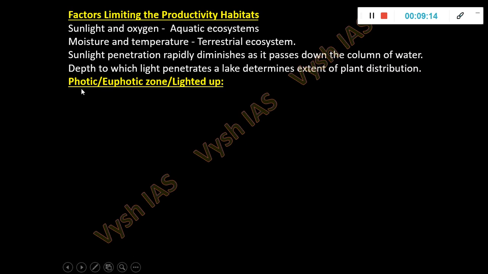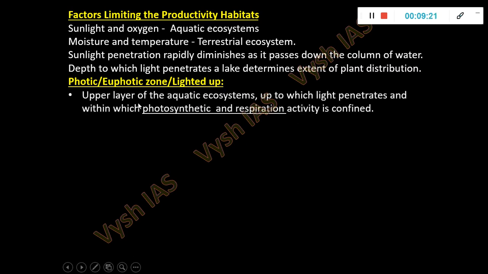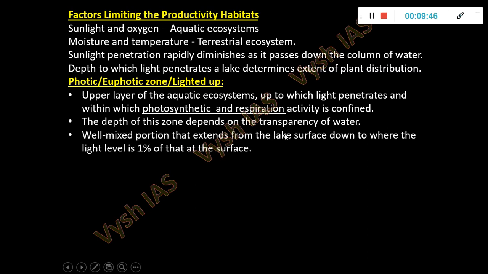Now the levels. The main upper level is photic or euphotic or lighted up. All these terms refer to the same thing, where light is there. It is the upper layer of the aquatic ecosystem up to which light penetrates and within which synthesis and respiration activity is confined. Respiration also happens, photosynthesis also happens, because sunlight is there, oxygen is there. The depth of this zone depends on the transparency of water. If pollution is less, and there is not much mud or fertilizer, water will be clear, so more sunlight can go deeper. That's how the depth is determined.